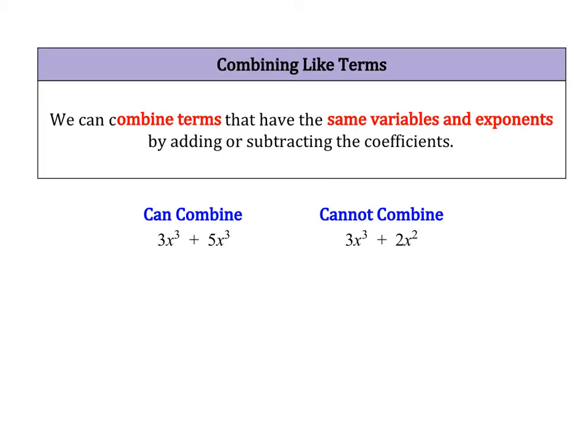When we're adding and subtracting polynomials, the main concept behind it is just combining like terms, which is something we've done in the past. We can combine terms that are the same, which means like terms, and terms that we can combine have the same variables and exponents. We combine them by adding or subtracting their coefficients, which remember is the number in front.